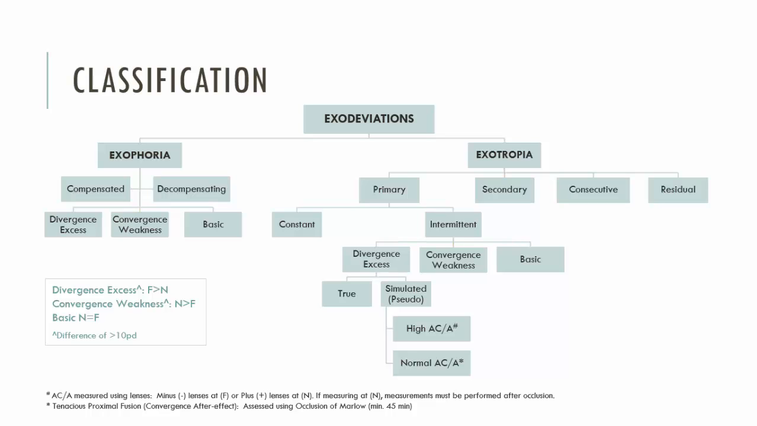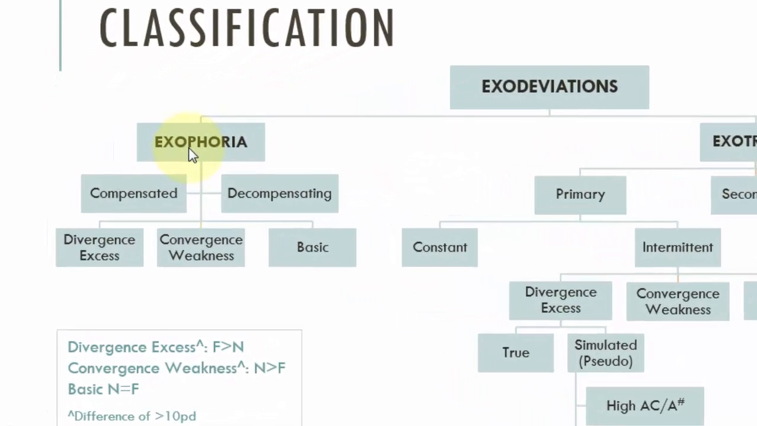In this video, what I want to do is give you a broad overview of the way in which we classify exodeviations, and then we'll talk about these in more detail in subsequent videos. So as you're well aware, in terms of strabismus, we can either have a latent deviation or a manifest deviation. So the first distinction is whether a patient has an exophoria or an exotropia. Let's take a look firstly at the exophoria.